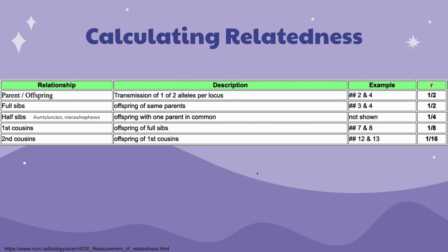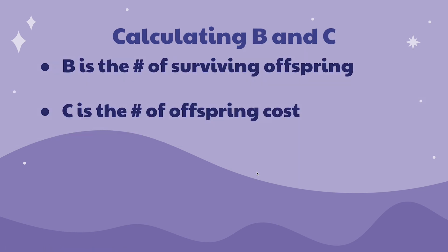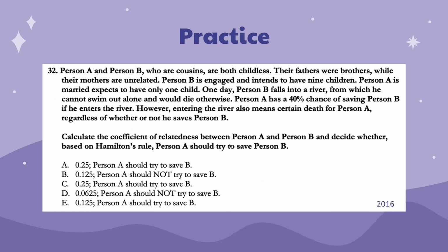Okay, so that's R. Next, for calculating B and C, B is the number of surviving offspring, the number of offspring that would survive if you saved this organism. However, C is the number of offspring cost. So if you save the other organism and you die in the process, how many offspring would be cost in the process? Say if you were planning to have 5 kids or if you were planning to have 2, that would be C.